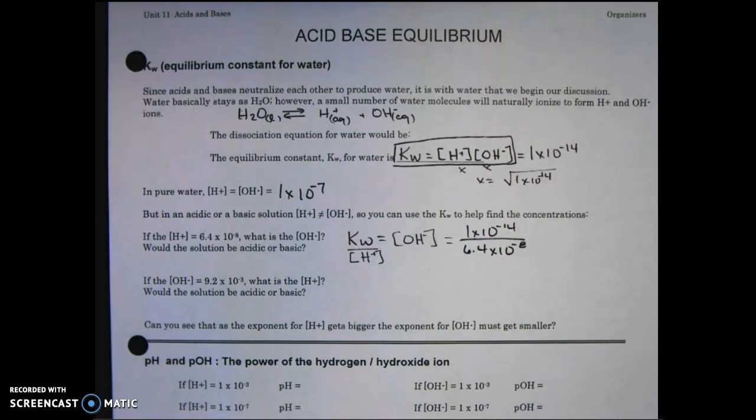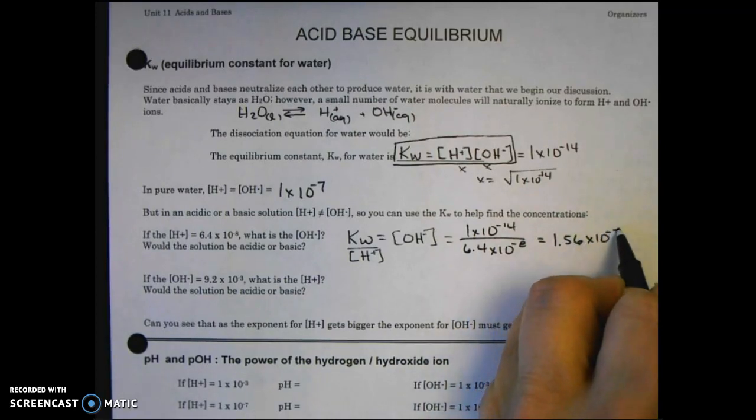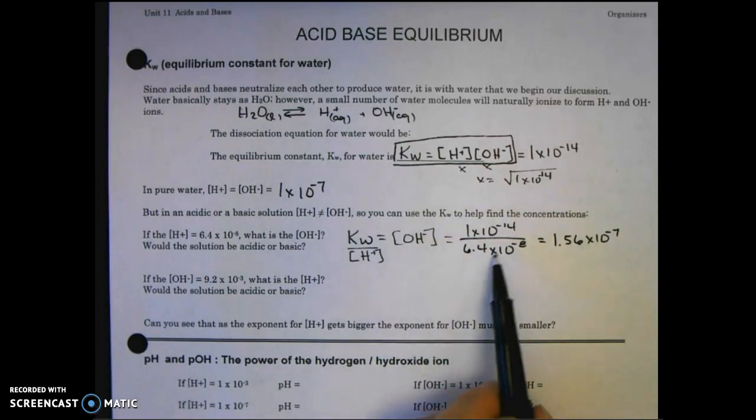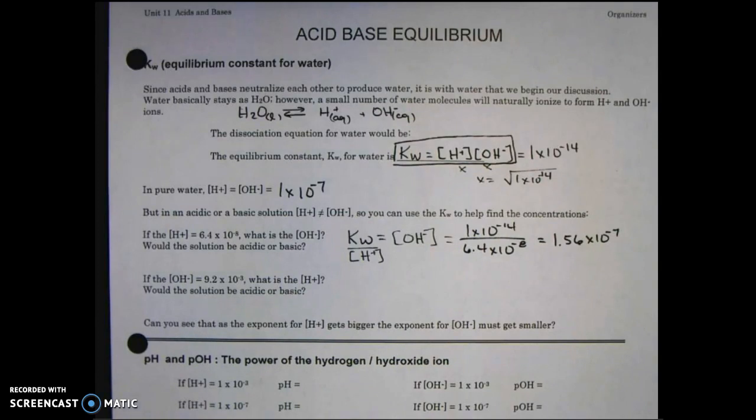Oops, I don't have these calculated out. I'm going to have to pull out the calculator and do this quick. So 1 times 10 to the negative 14 divided by 6.4 times 10 to the negative 8 is equal to 1.56 times 10 to the negative 7. Okay, so H plus is 6.4 times 10 to the negative 8. OH minus is 1.56 times 10 to the negative 7, or 1.6 times 10 to the negative 7.